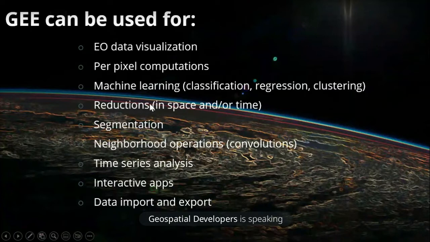We'll be talking more on reduction and segmentation. It's also used for neighborhood operations, that's convolutions. And you can also run time series analysis using Earth Engine. And you can also build an application using Earth Engine. So if you design a product and you want your users to interact with the product, you want it to be more interactive, you can add a UI to it so that the user can come in, select the image or select your product, select some regions, and do some computation. You can do all that in Earth Engine.